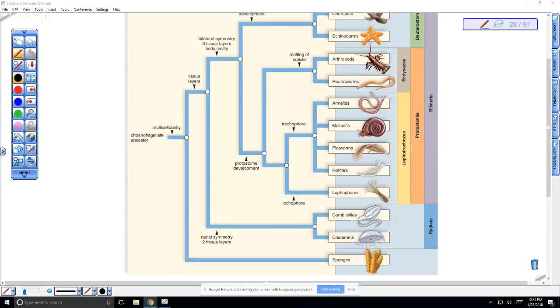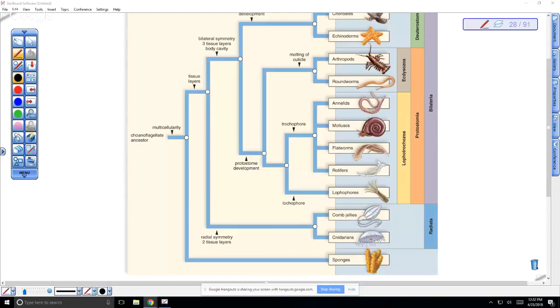So we're going to be starting the chordates and specifically the vertebrates. And then after this is over, we're going to start talking about the individual systems, and we'll be focusing primarily on human systems. So we'll first start talking about the human digestive system. But first, we're going to talk about the different types of chordates that we have.